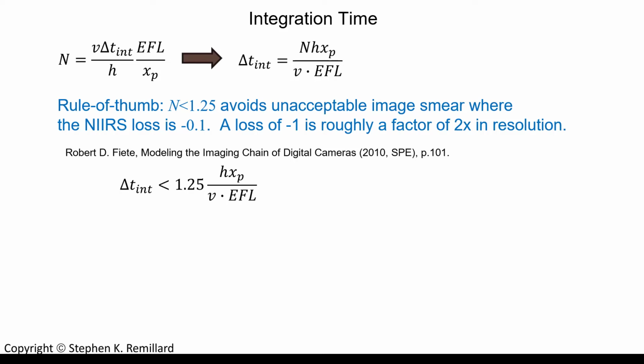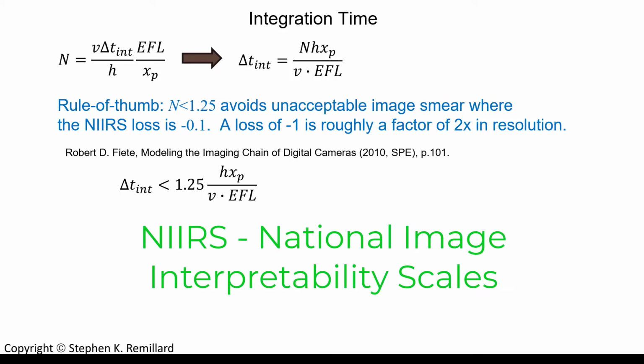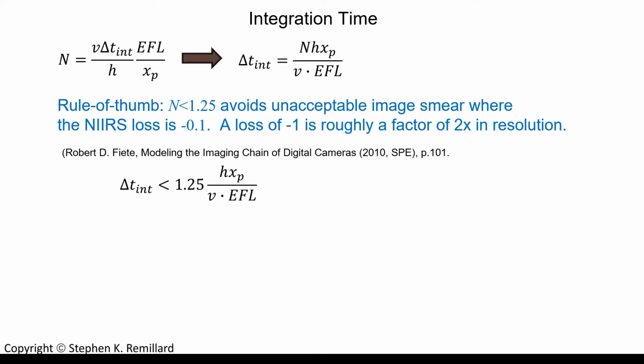And that's measured by the NIIRS rating, which we haven't covered yet. That's coming in Module 9. If n is greater than 1.25, then NIIRS loss will be greater than 0.1. NIIRS measures image interpretability, and NIIRS loss of 1 corresponds to a factor of 2 loss in resolution, roughly.